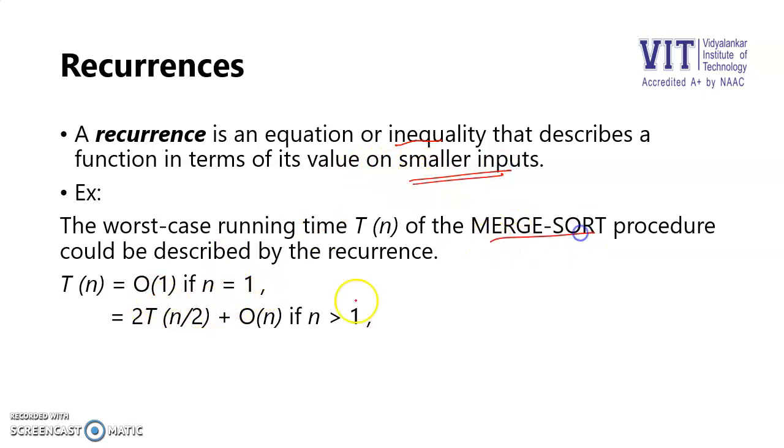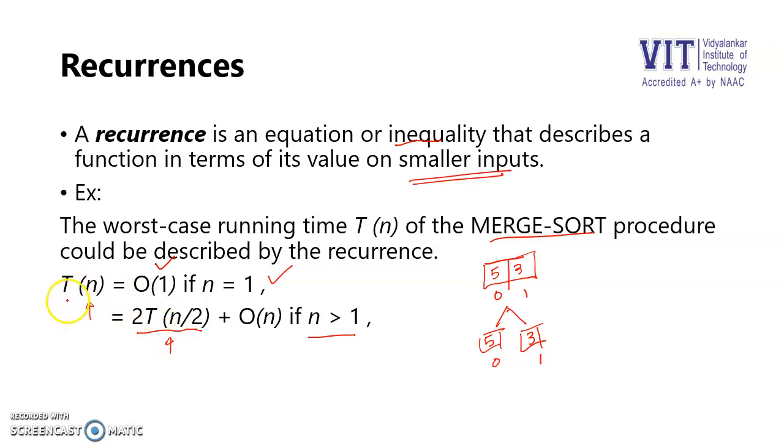What do you mean by that? Let's see, in the case of merge sort. For merge sort, if the array size is 1, the time complexity we represent as big O of 1. If the value is greater than 1, we have to divide. Even if my array size is 2, let's say 5 and 3, then we have to divide it into 2 arrays of size 1 each. So if my array size is more than 1, we are supposed to divide it. To find the time complexity of an array of size n, we are dividing it into approximately 2 arrays of size n by 2 each.